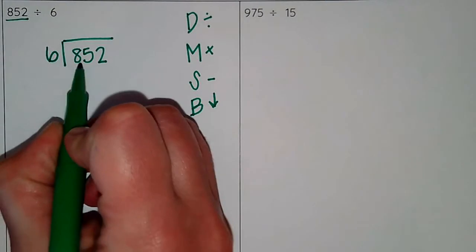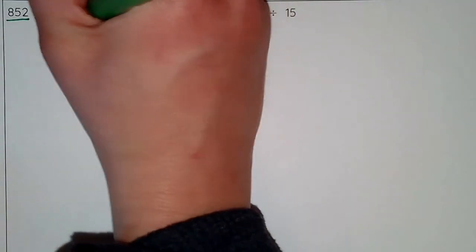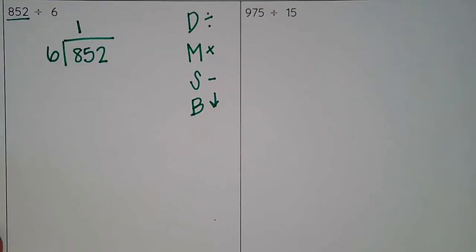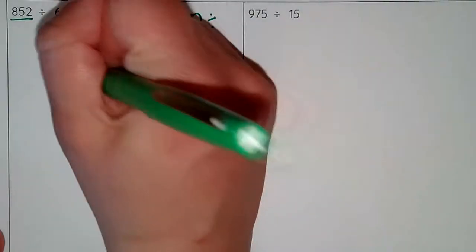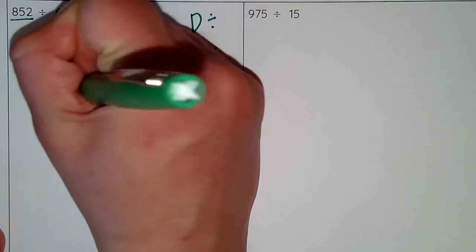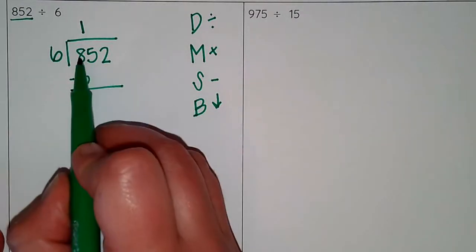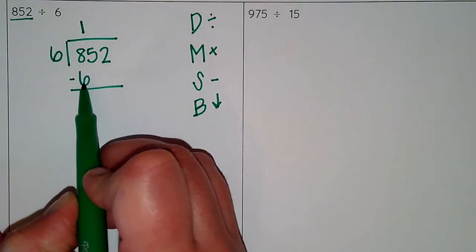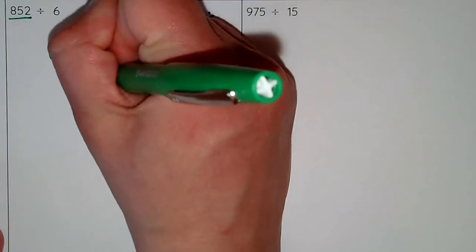All right, we start with that first digit and we divide. So 8 divided by 6. How many times does 6 go into 8? It only goes in one time evenly. So next we multiply. 6 times 1 is 6. We've multiplied, so now we subtract. 8 minus 6 is 2. And lastly, we bring down.